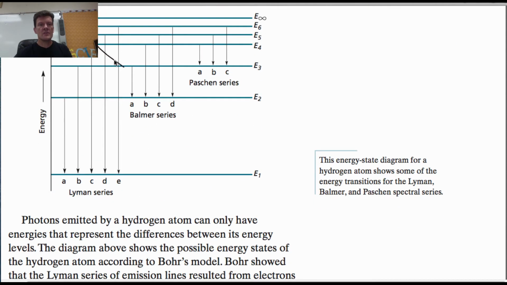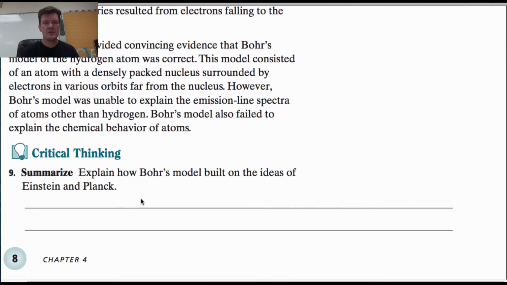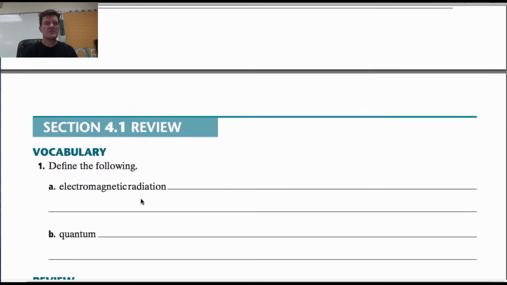All right, we're not going to worry about all of these series here. Don't worry about that. So that is 4.1. You have to understand that electrons don't just hang out anywhere around the nucleus. They reside at specific energy levels, and those energy levels are unique for every atom, every element.